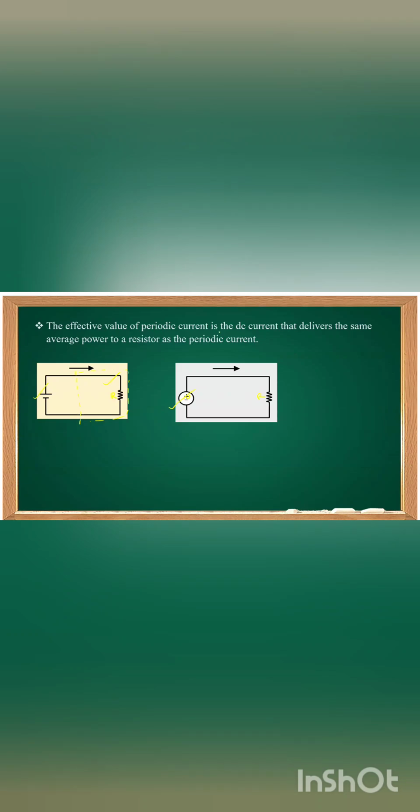The effective value of a periodic current is the DC current that delivers the same average power to a resistor as the periodic current. If you apply the AC supply, whatever power is delivered, the same is delivered by DC, then this is taken as the effective value or RMS value. That is mainly what to concentrate on here. Average value is defined based on the charge transfer. RMS value is defined based on the heat dissipation.